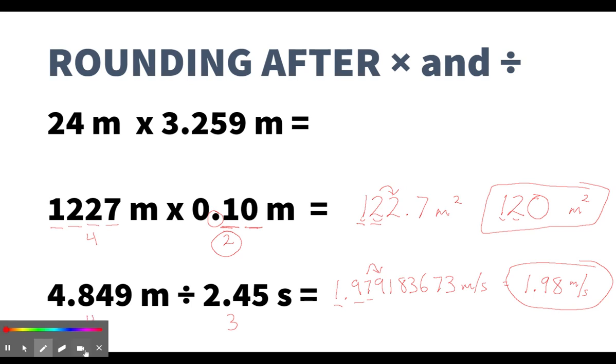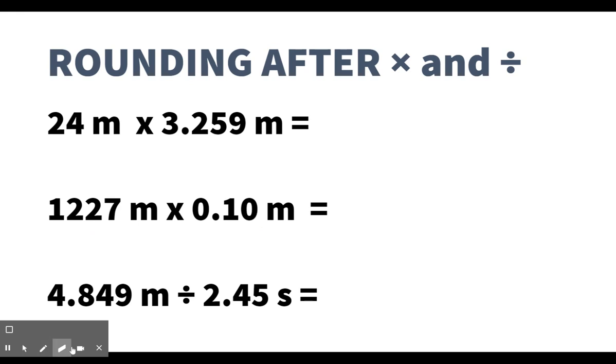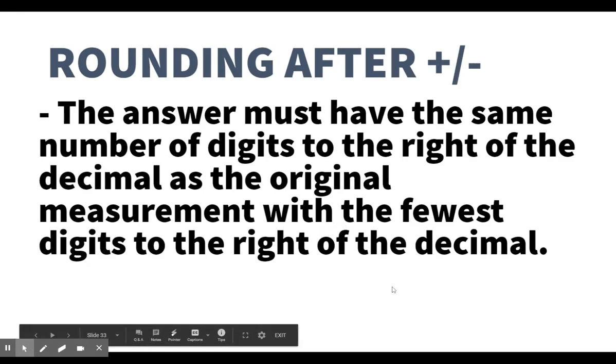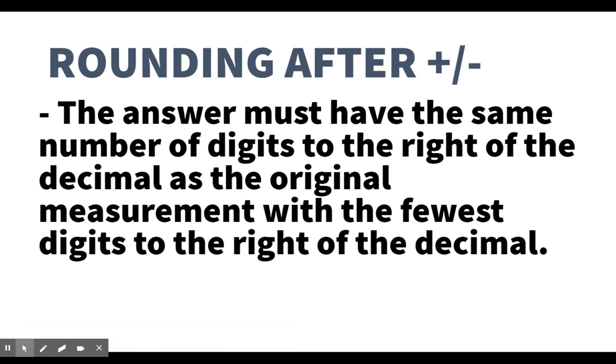Good work, everybody. That is the first of two rules that you need to know about knowing where to round. Here's the second rule. This one is for addition and subtraction. When you add or subtract numbers, the answer that you have at the end must have the same number of digits to the right of the decimal, not significant figures, digits to the right of the decimal, as the original measurement with the fewest digits to the right of the decimal. So we still look at the original measurements and keep the fewest, but we're not looking at significant figures. We're looking at just places to the right of the decimal, which means that you keep everything to the left of the decimal place, no matter what. You only are going to be limited in what you can keep on the right of the decimal.